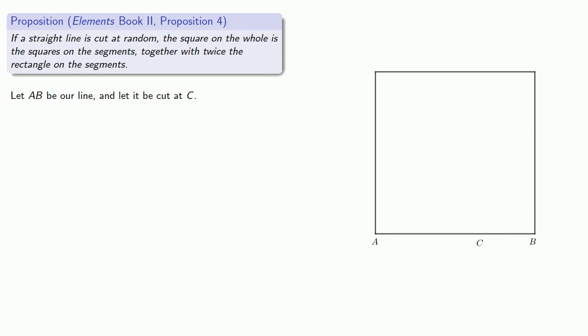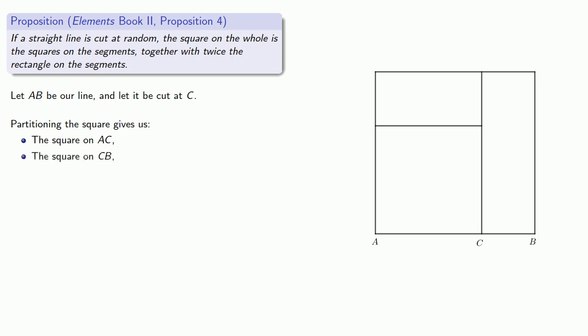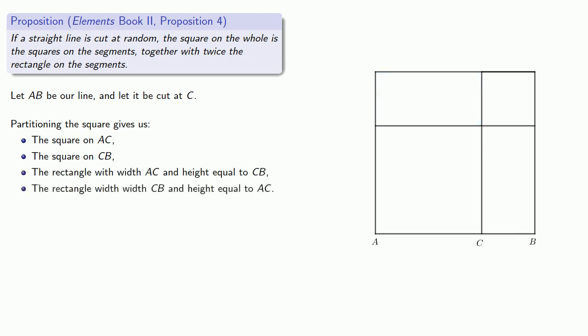And if we partition this square, we get a couple of other figures. First, we have the square on the part AC, the square on the part CB, and let's slide that square up to get it out of the way. You should take a moment to convince yourself that this is what it would actually look like. The rectangle with width AC and height equal to CB, and the rectangle with width CB and height equal to AC.